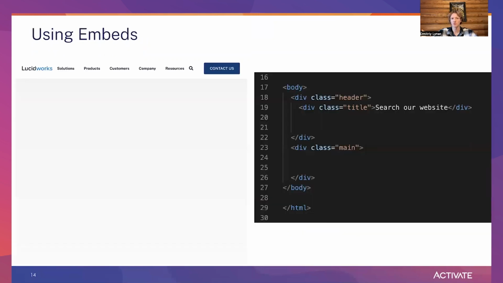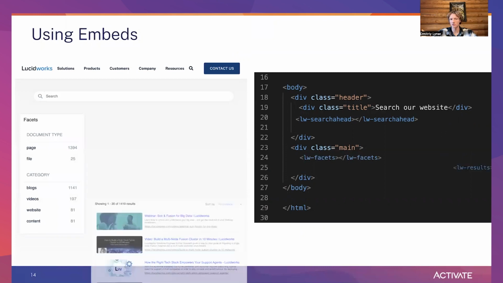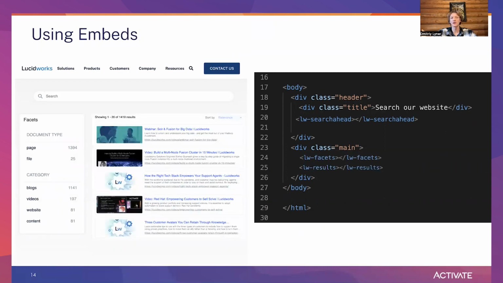And so to use search components, you can use them discreetly by adding, say, the search ahead. And if that's all you need, that's great. A lot of customers just want a search ahead in their header. Or you could add additional search components simply by including them with their tags, and they'll be added and work cohesively. They understand each other, and there's no further configuration required for them to work out of the box.